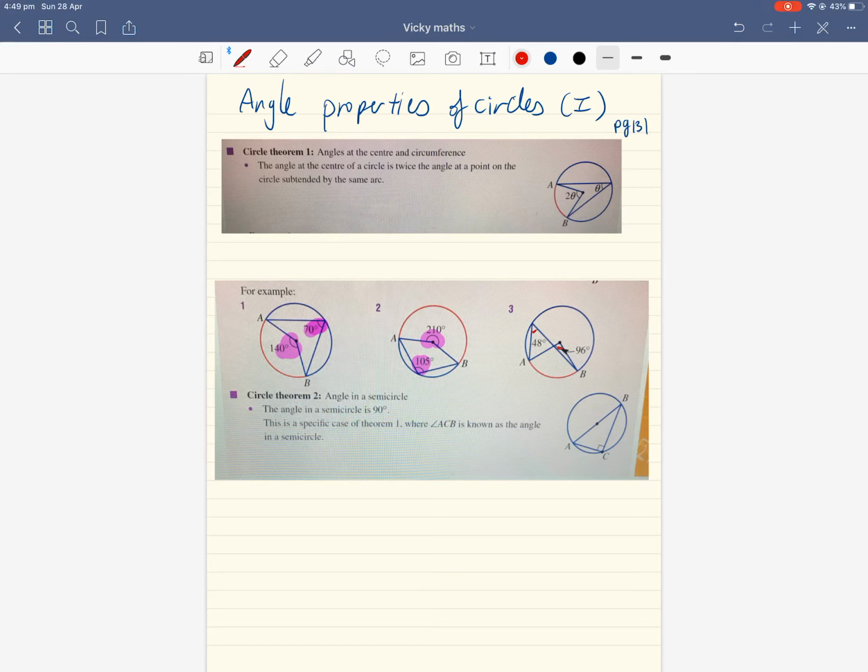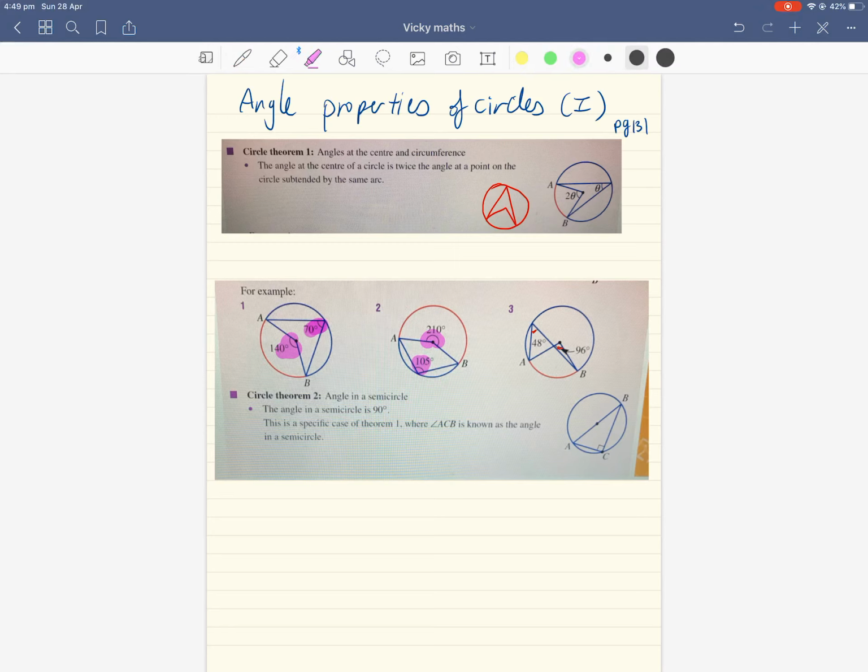So that's the first angle property, circle theorem. And you can either call it circle theorem 1, or the symbol we use is this compass symbol. Well, it looks like a compass to me.